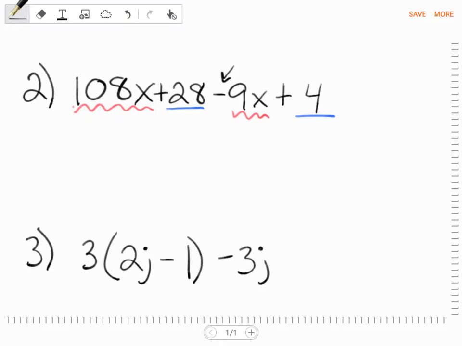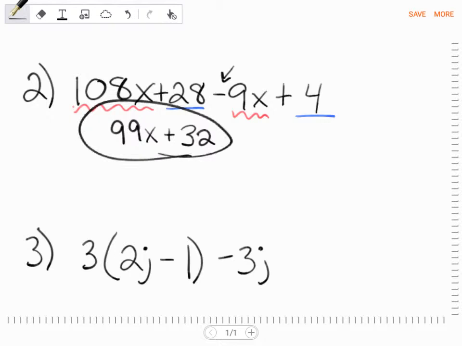108 minus 9 gives you 99x's. Then for our other ones, we've got 28 plus 4 gives me a positive 32, so plus 32. And that's all you got to do. All right, last one.